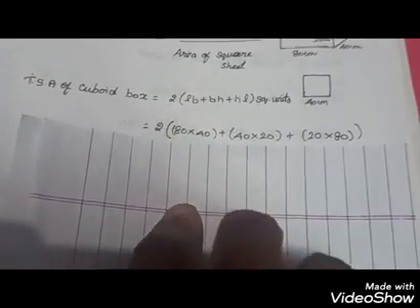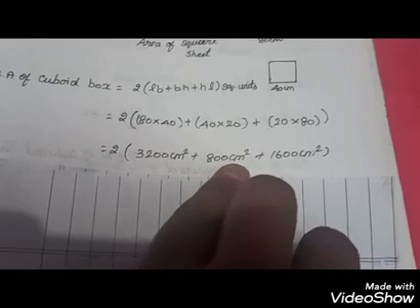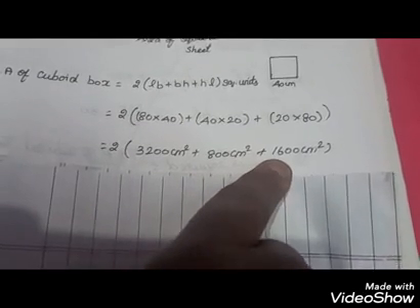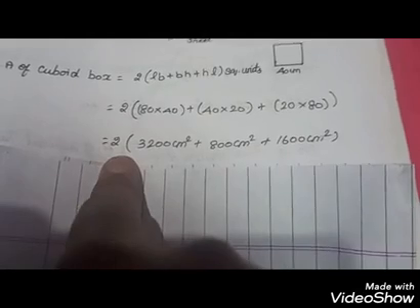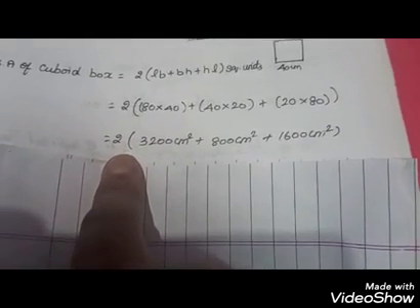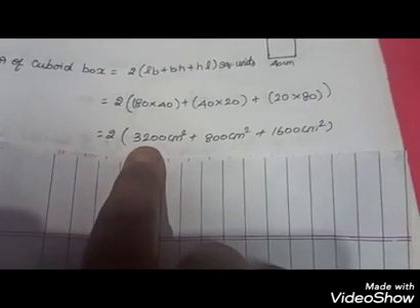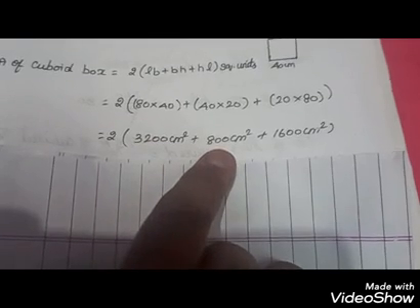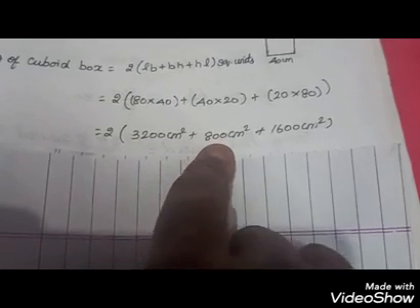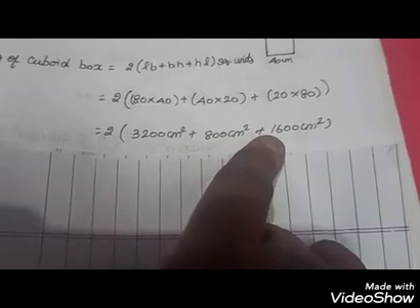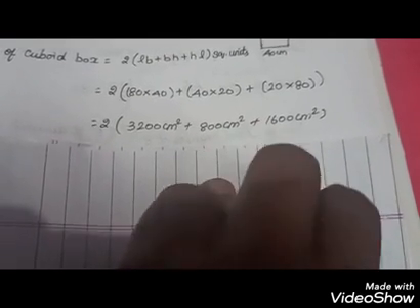All the values are in centimeters. Centimeter into centimeter becomes centimeter square. So 8 4s are 32, and we get 3200 centimeter square plus 800 centimeter square and 1600 centimeter square. We keep the units the same and add these three values. 3200 plus 800, we get 4000. 4000 plus 1600, we get 5600.